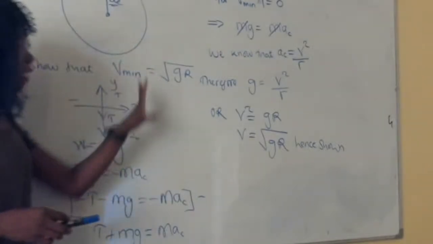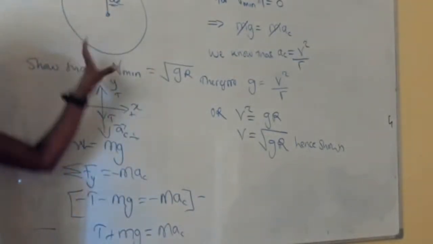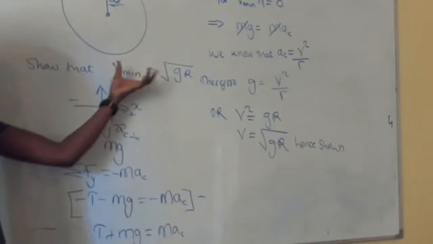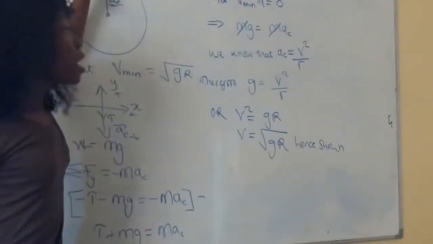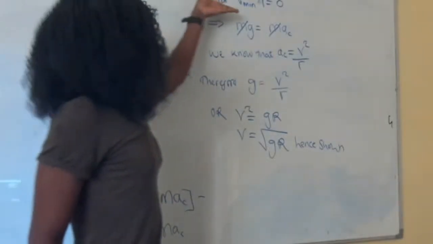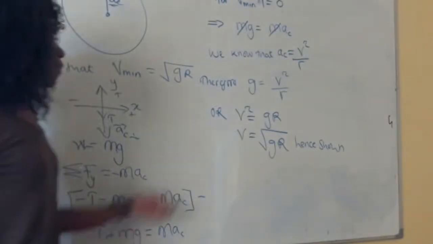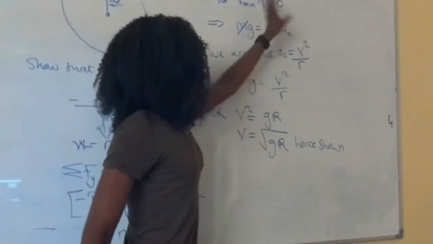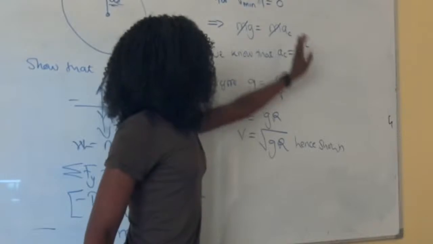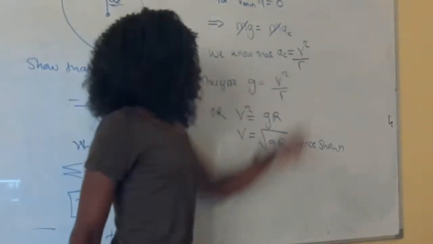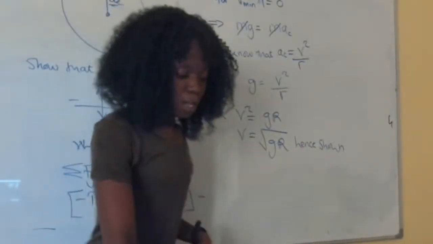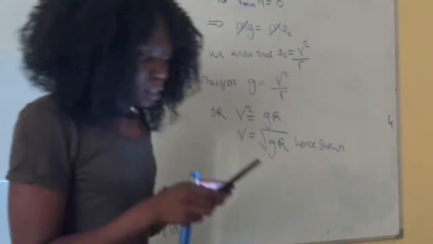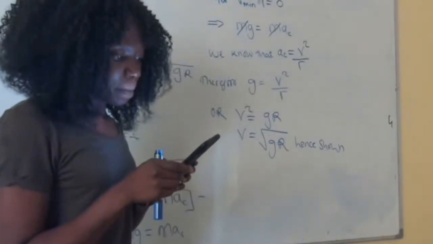So the only thing you need to take note of is, in this scenario, if you're looking for the minimum speed, then your tension has to be 0 here on top of the circle. So if it's 0 on top of the circle, then T becomes 0 in your equation where you're resolving the forces. Therefore, mg is equal to ma, and you know that a is equal to V squared over R. So you make V the subject of the formula. It's bringing you back to this, and hence shown. So we can go to part B of the question.